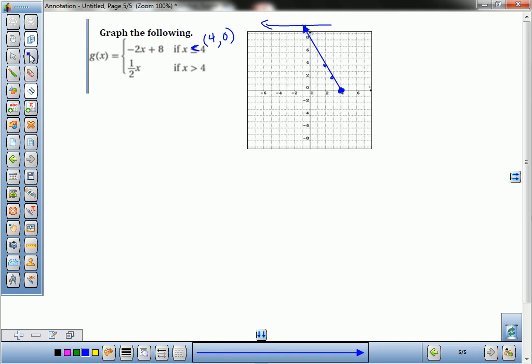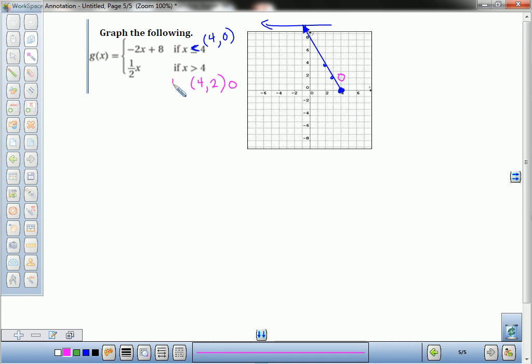Yeah. All right, next one. This one's going to start at (4, 2), but it's going to be an open circle. So (4, 2), open. This one gets to go right. It's x values that are greater than 4. That is right. So the slope is 1/2, up 1 over 2, up 1 over 2. Graph your ray. And that is it. That's all there is to it.